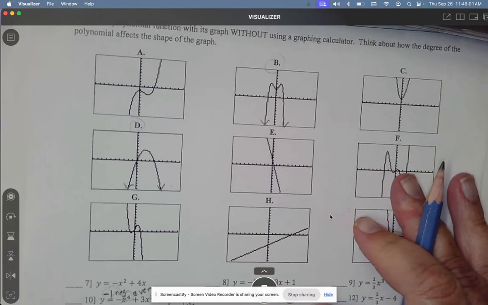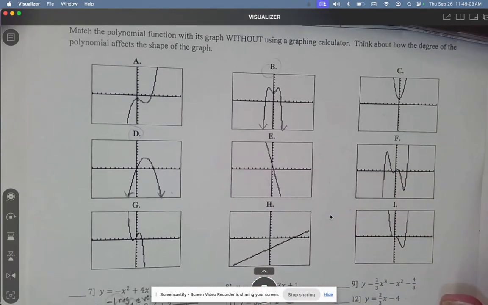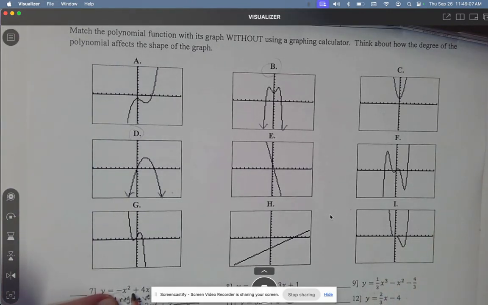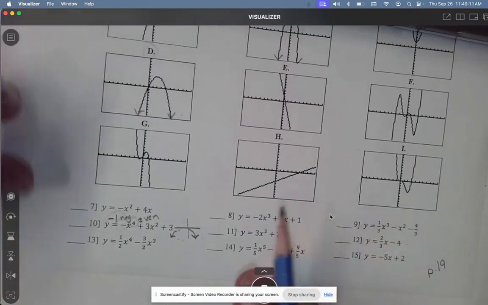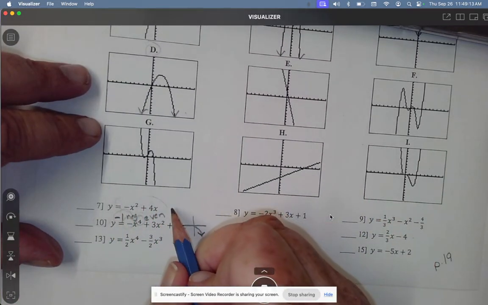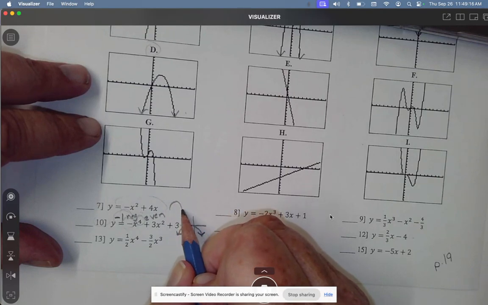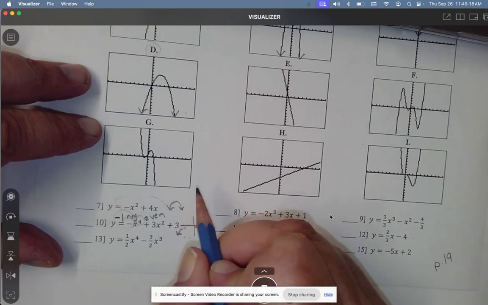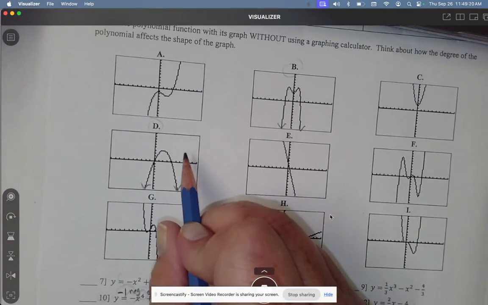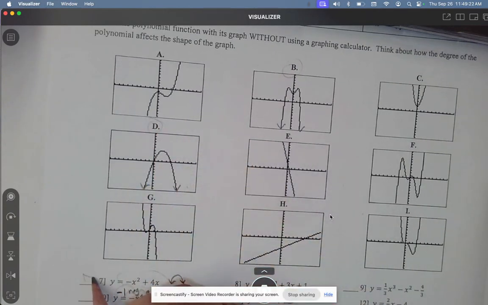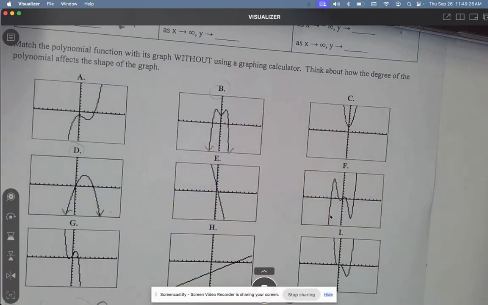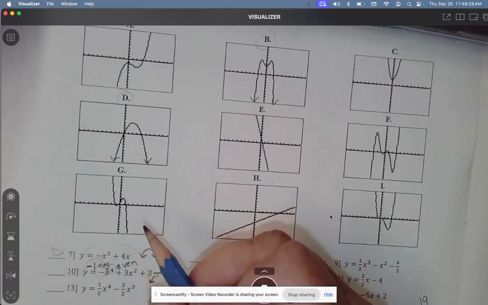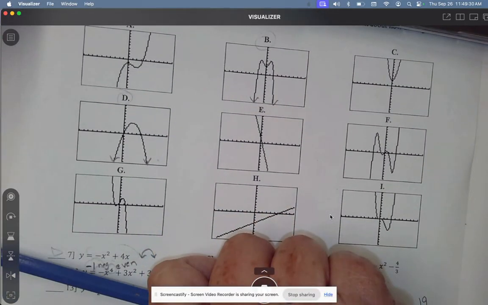And I'm going to have to use some elimination. I might have to look at one of my other options. And what happens is, if you remember, number 7 was a quadratic, and a quadratic has to look like a parabola. So this one had to look like this. So number 7, which we already did, had to be letter D. So that means the only one left for number 10 would be letter B. Hopefully this was helpful.